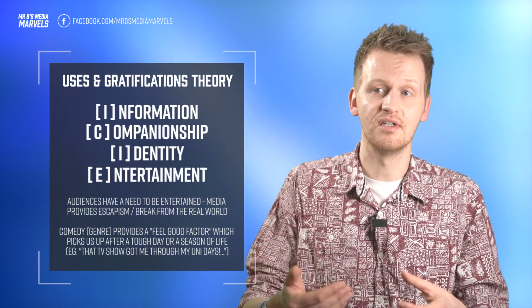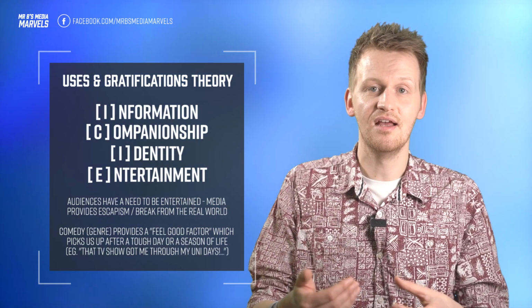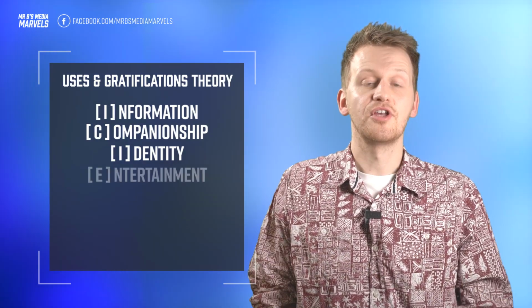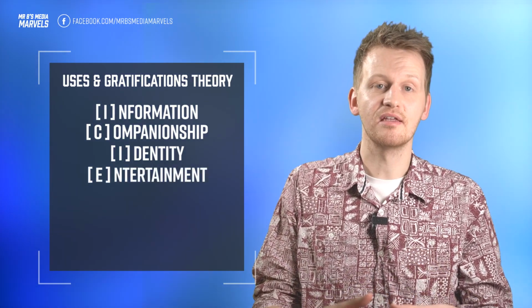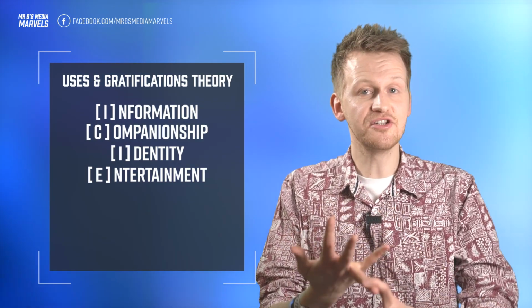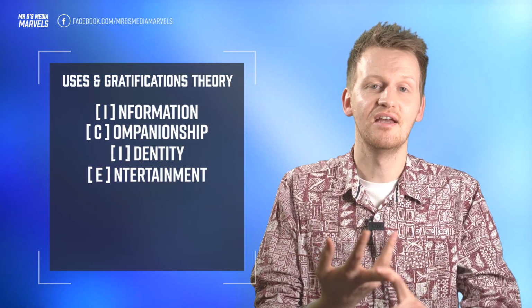Entertainment is certainly a big reason why audiences sometimes choose certain media over others. They simply want a lighter version of reality. They want to be made to laugh. They need a little bit of relief. So hopefully this will help you in remembering those four main parts of the theory: information, companionship, identification, and entertainment.